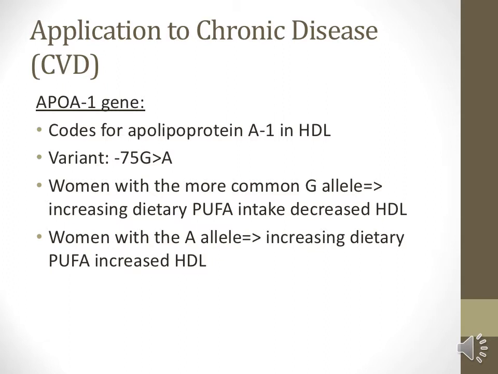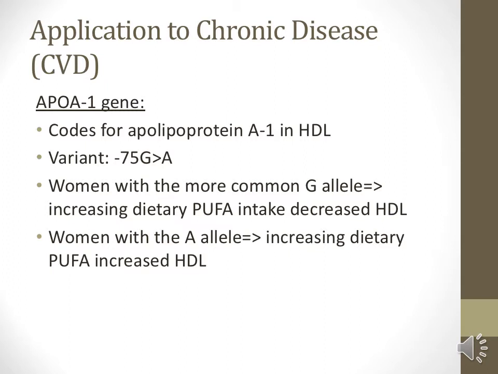So specifically here, when we look at the ApoA1 gene, it codes for the apolipoprotein A1, which is the primary protein in HDL. And there's a variant that's been identified in which the guanine has been replaced by an adenine at position 75 in a regulatory region of the ApoA1 gene.